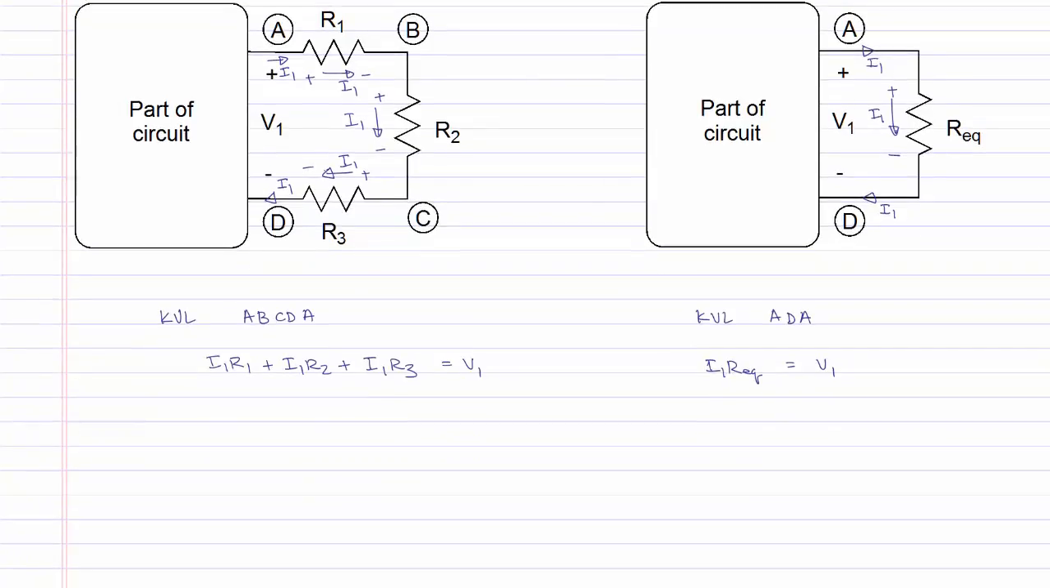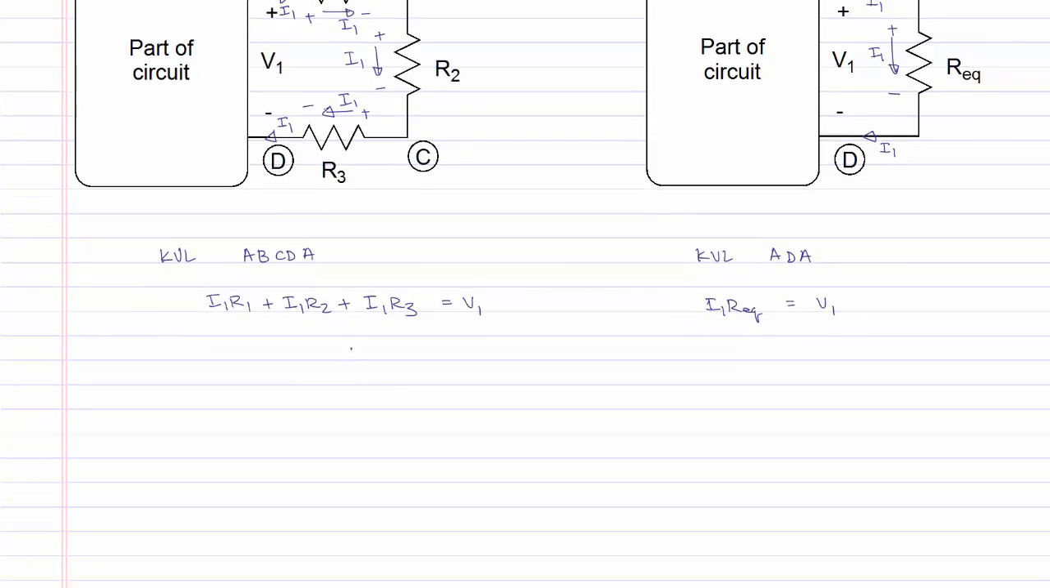Since the two voltages V1 must be equal, we can write down that I1 multiplied by R1 plus R2 plus R3 from the left-hand side must be equal to I1 Req from the right-hand side. We can cancel out I1 throughout the equation, and we will be left with Req equal to R1 plus R2 plus R3. What this tells us is that if we have resistors in series, then we can replace them by a single resistor, Req, which will be the sum of all the resistors in series, and the two circuits will have identical voltages and currents.